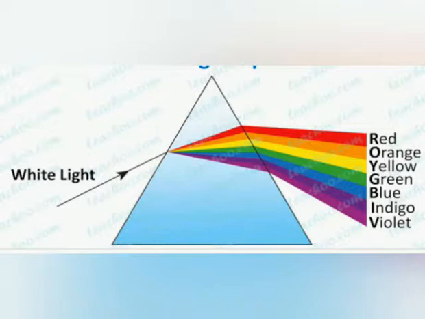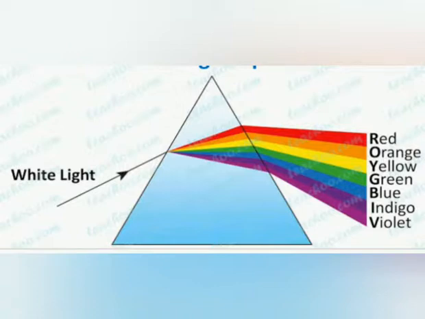Lights of all colors travel at the same speed in a vacuum, but in any transparent medium such as glass, water, etc., the lights of different colors travel with different speeds.